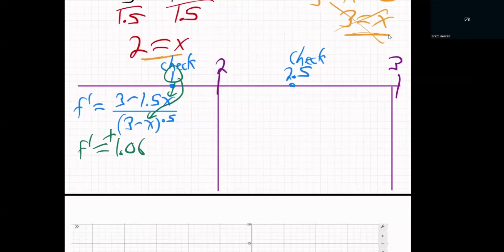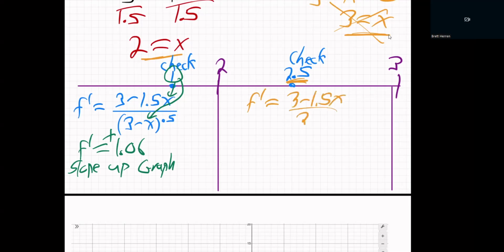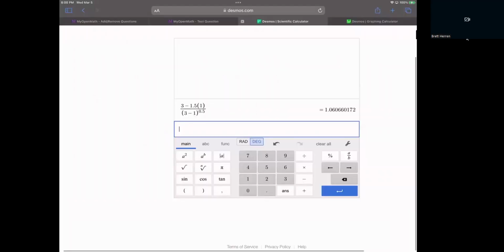Most importantly, it's positive. So the slope is up. The graph is going up in that section because the slope's positive. Now let's check 2.5. So what's f prime? I'm going to go back and plug in 2.5 now to the same function. I'm still plugging into 3 minus 1.5x over 3 minus x to the 0.5 because that's the derivative, but I'm going to plug in the 2.5 now.